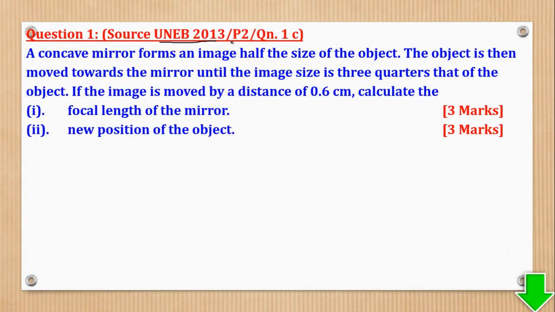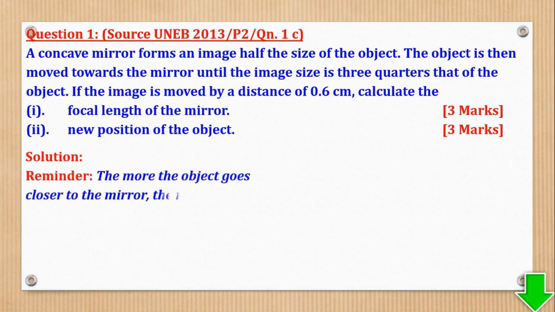Question 1 came from UNEB 2013, paper 2, question 1C, and says a concave mirror forms an image half the size of the object. That's about magnification. The object is then moved towards the mirror until the image size is 3/4 that of the object. If the image is moved by the distance of this, calculate Roman 1, the focal length of the mirror, and Roman 2, the new position of the object.